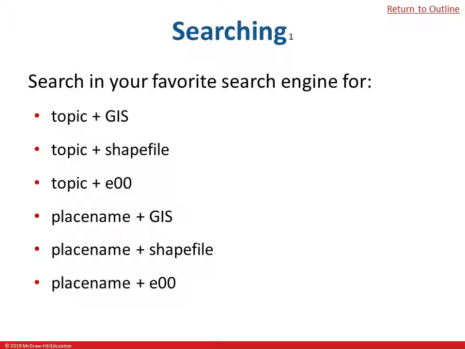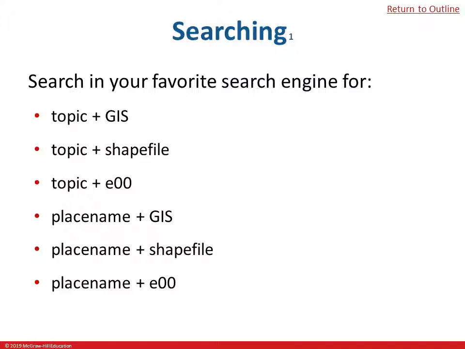So when you start searching for data, how do you do it? Well, there's a couple of ways. We're going to cover some of the basic ones that you can do. You can put in the topic of the thing you're looking for, like, for example, poverty information. So you can put in poverty in GIS and put it in your favorite search engine, Google or maybe Bing or whatever.